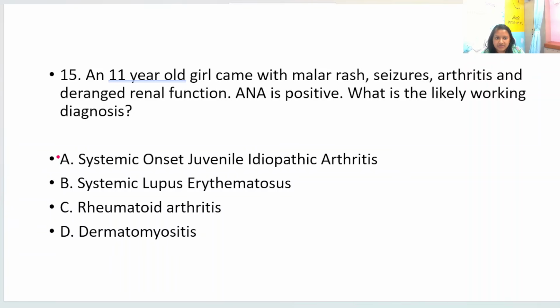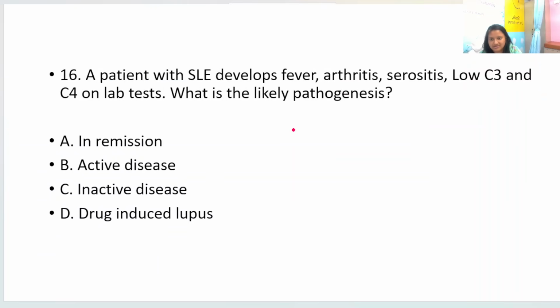An 11-year-old girl came with malar rash, seizures, arthritis, and deranged renal function. ANA is positive. What is the likely working diagnosis? Now, ANA is positive, and this girl has malar rash, seizures, arthritis, and deranged renal function. All this, we all know, fits into SLE, right? The malar rash, seizures, and multi-system involvement fits into SLE. Seizures cannot be explained solely with dermatomyositis, which will usually present with some fever and muscle weakness, muscle fatigue. So this option is out. Rheumatoid arthritis, again, multi joint involvement, and malar rash and seizures is not fitting into it. Same with SOJIA, there will be fever and polyarthritis, which are not the typical features given in the question. So these are not the options, and all the clinical features are in favor of SLE. So your answer to this question is SLE.